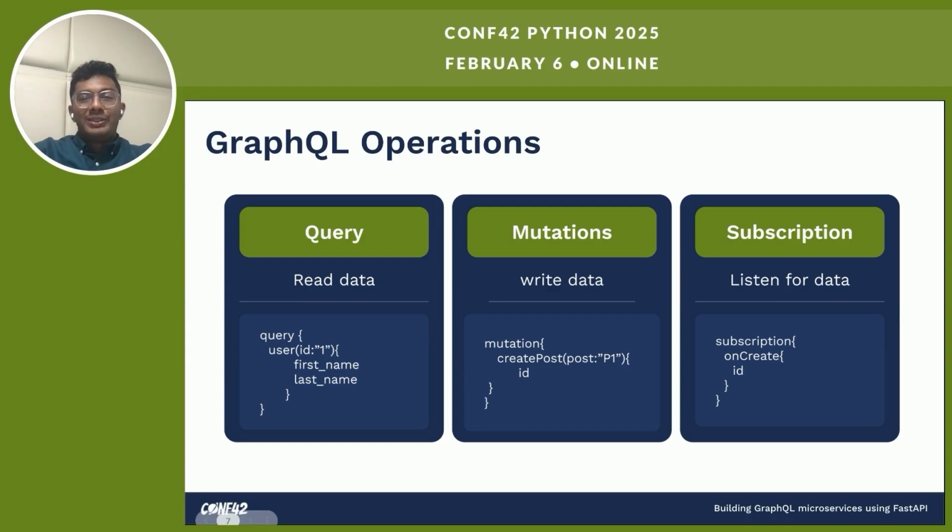So let's talk about the three main operations supported in GraphQL: queries, mutations, and subscriptions. These operations define how a client interacts with the GraphQL API. So let's talk about queries.